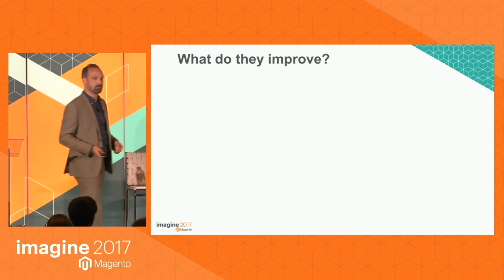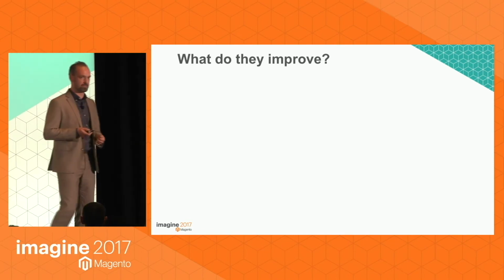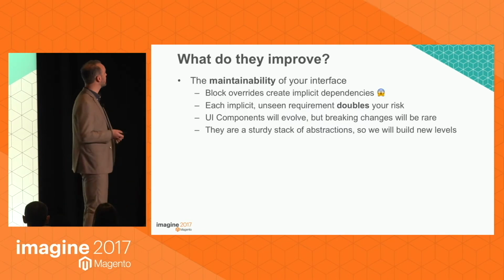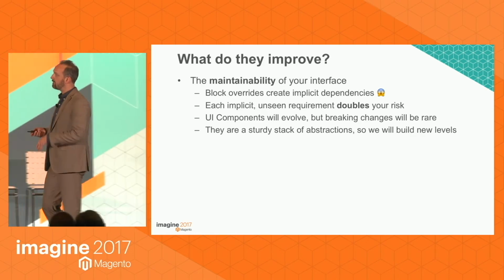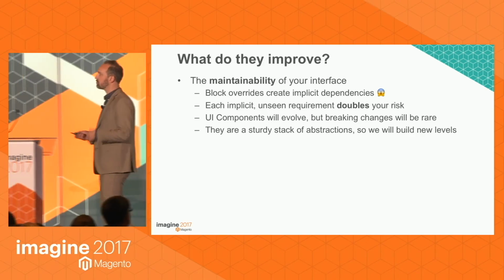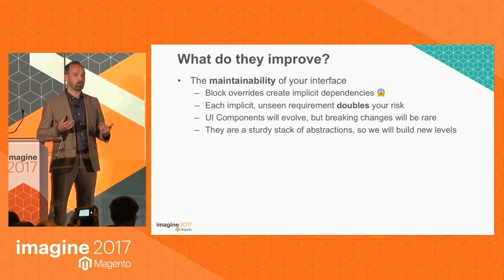I know what they improve, because I saw it, and I've been in architectures that don't have this affordance, and I'm really happy that it exists. Because they improve the maintainability of your interface. The block overrides that we had, they created those implicit dependencies, and each implicit unseen requirement like that really multiplies the risk that your UI will break down.